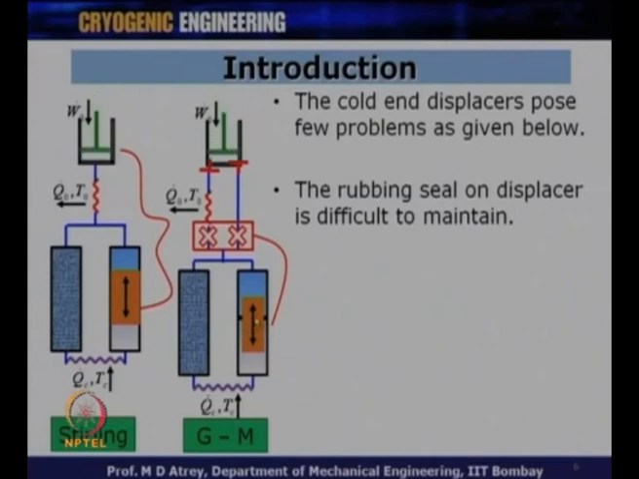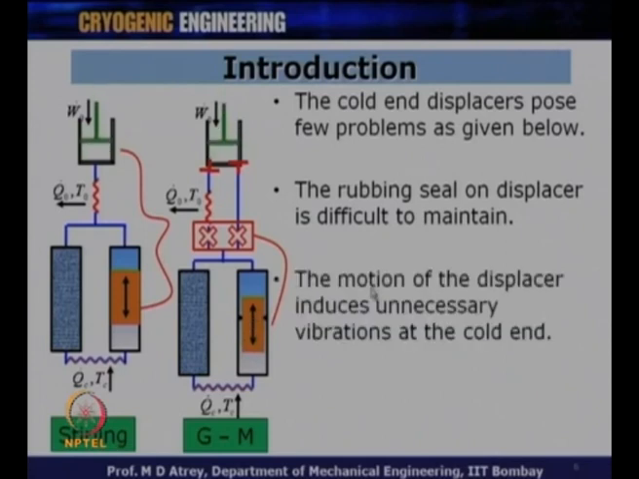All right. So, at low temperature there could be shrinkages across, and a seal which is perfect at room temperature may not work very well at low temperature, and sometimes this is a trouble for a lot of displacers moving in this cylinder. The motion of the displacer induces unnecessary vibration at the cold end.